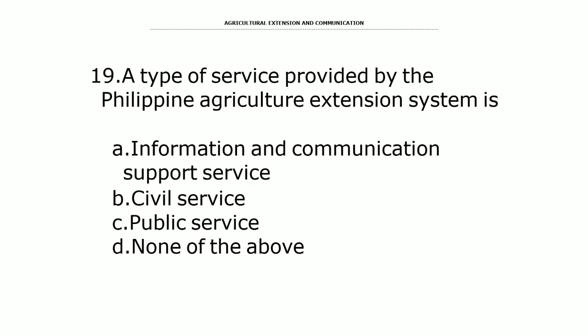Number 19. A type of service provided by the Philippine Agriculture Extension System is A. Information and Communication Support Service, B. Civil Service, C. Public Service, or D. None of the above.